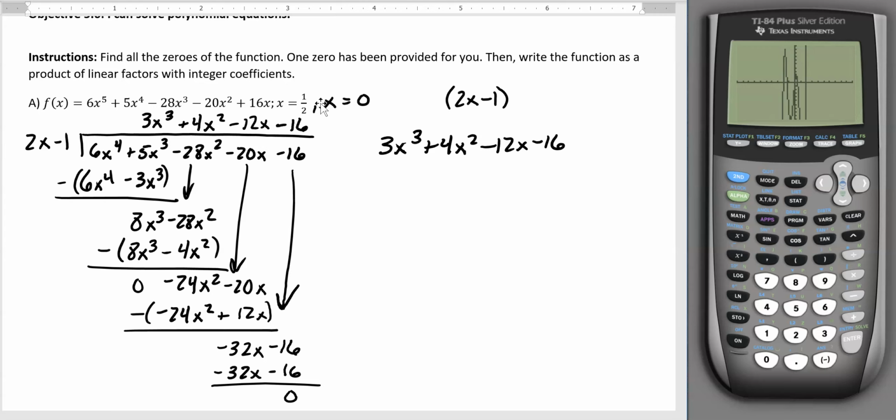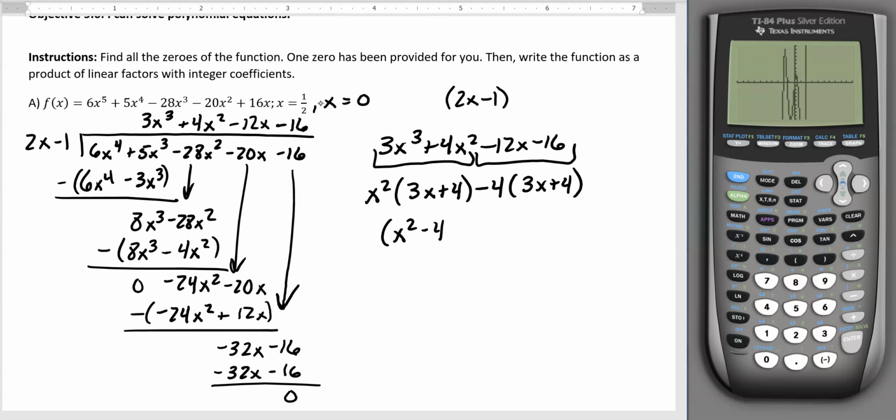And I think this one's factorable by grouping four terms. I see my pattern here, 3, 4, 12, 16. So let's see if we can factor this by grouping. I could take out x squared from my first two terms, and I'd be left with 3x plus 4. I can take out negative 4 from my second two and be left with 3x plus 4. So that means my factors here would be x squared minus 4 and 3x plus 4. Wow. All right.